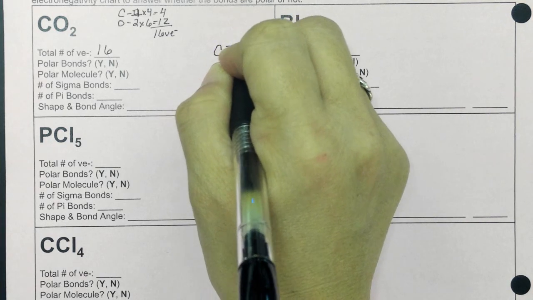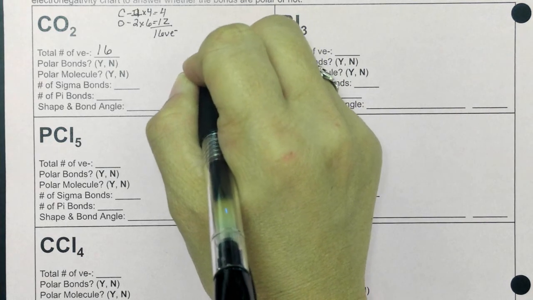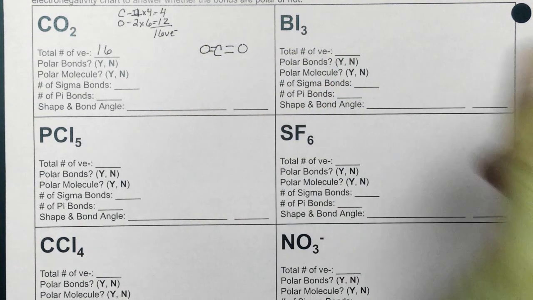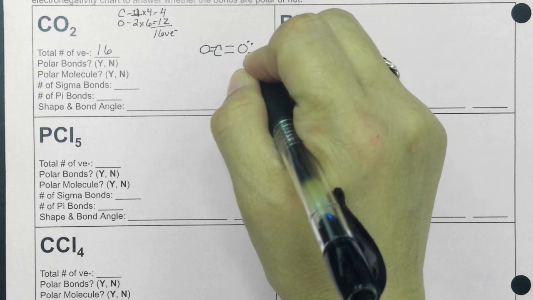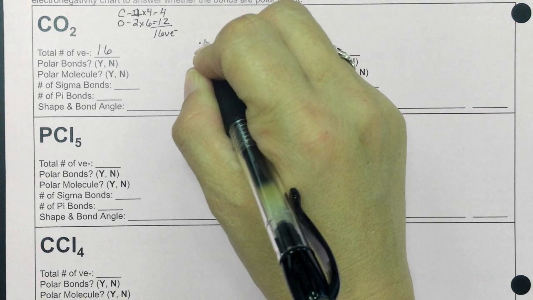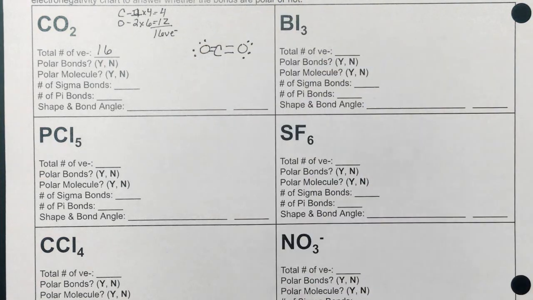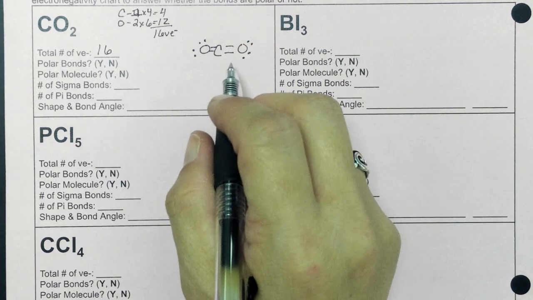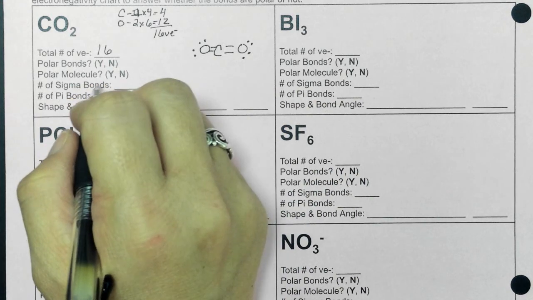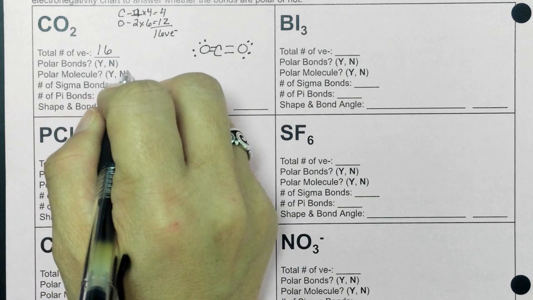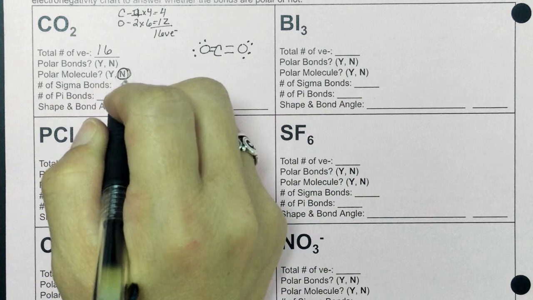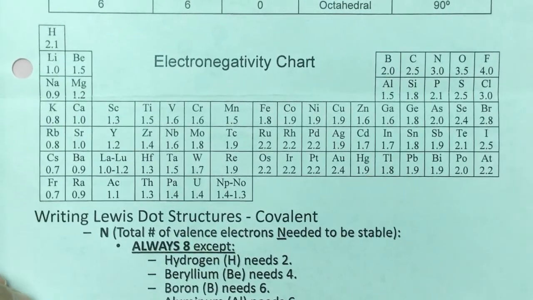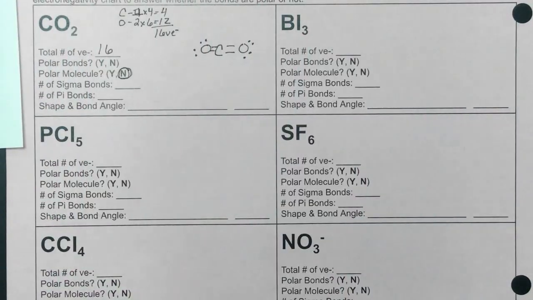This one we have done enough. You should have just kind of memorized that it is linear. And this is what the structure would look like. And so because it is linear in nature, we automatically know that the molecule is going to be nonpolar. And then we're going to use this electronegativity chart a lot. I'm not going to keep showing it, but you have this handy to be able to do this.